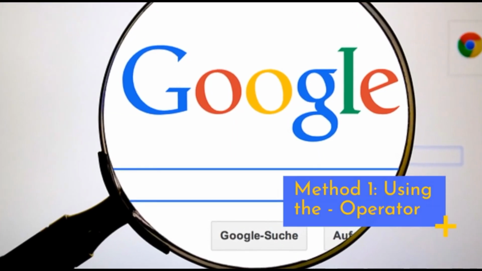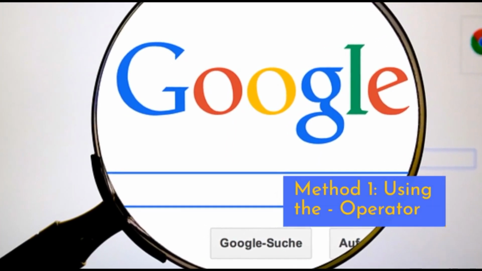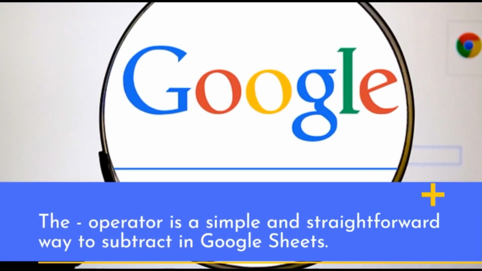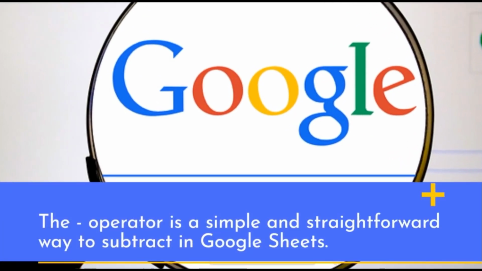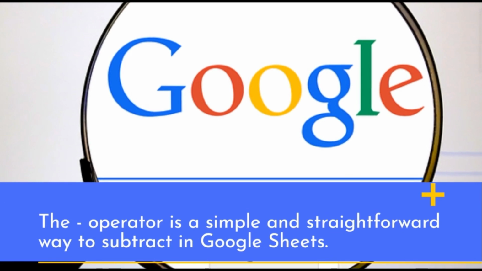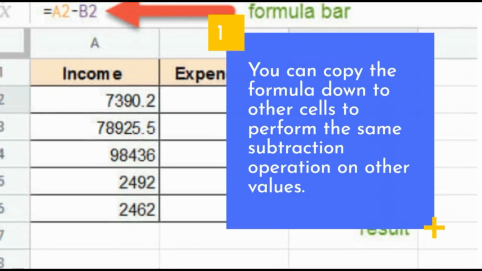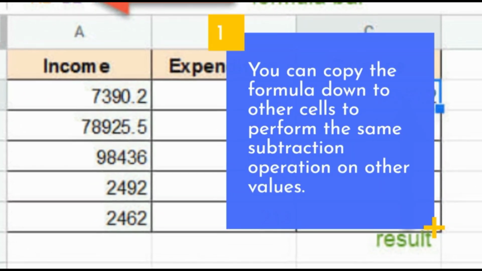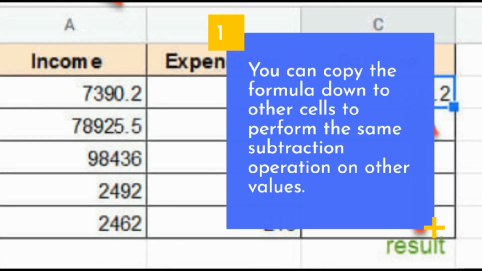Method 1, using the - operator. The - operator is a simple and straightforward way to subtract in Google Sheets. You can copy the formula down to other cells to perform the same subtraction operation on other values.